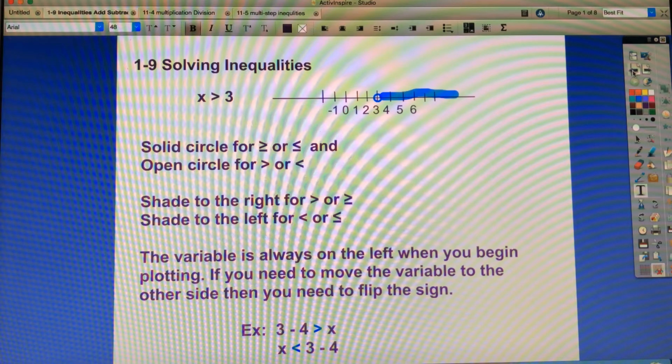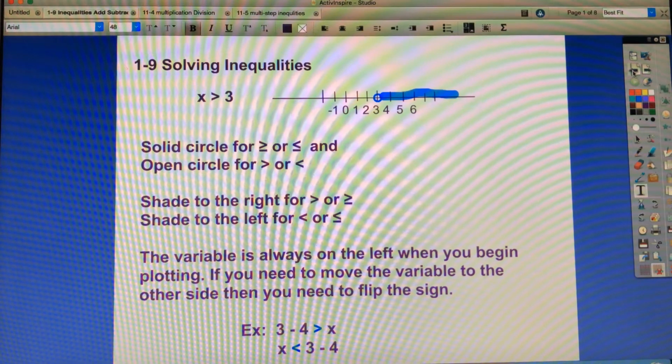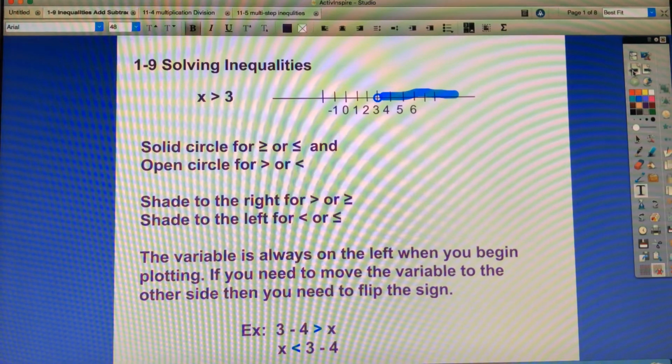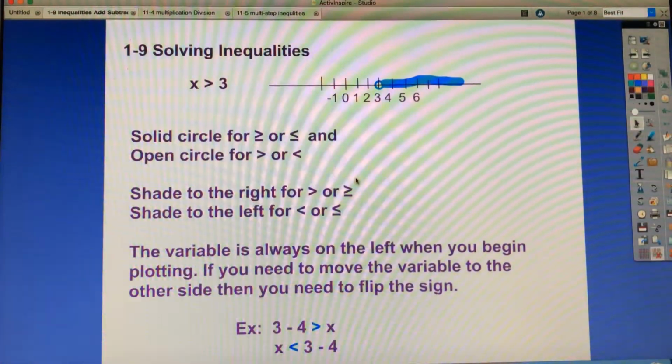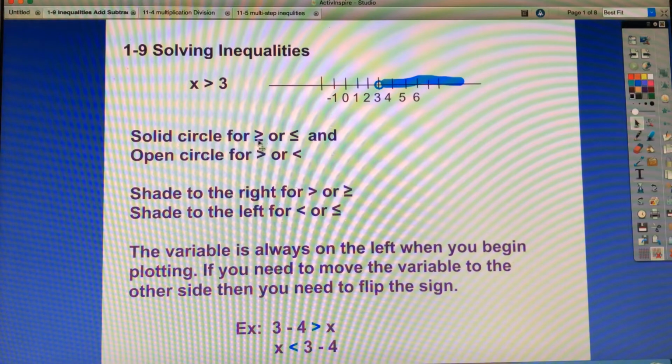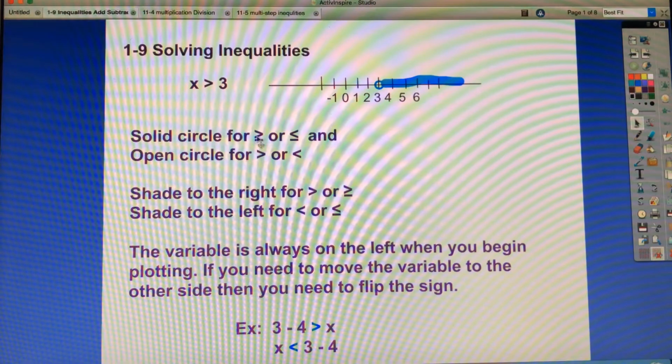So let's go ahead and look at these slides. Solving inequalities. X is greater than 3. I have a number line. I put a circle at 3 and I shaded to the right. How did I know to do that? Here are the rules. Solid circle if you have an equal sign attached. So if there is an equal sign attached to your arrow, then you get a solid circle, just like x equals 3 would be a solid circle. I have an open circle when there is no equal sign attached. I shade to the right when it's greater than. I shade to the left when it's less than.